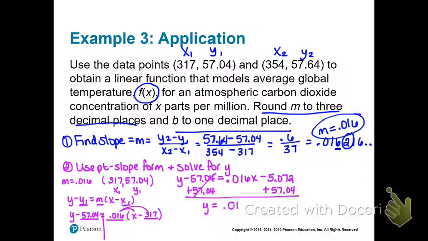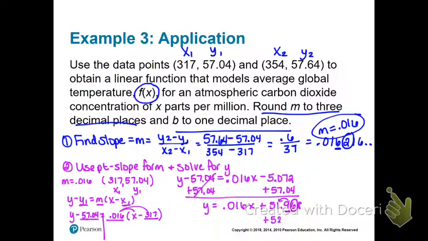0.016x plus, I got 51.968, and it says to round b, which remember the 51.968 is our b, to 1 decimal place. So I need to round that 9. So this 6, what's it going to do to the 9? Is it going to make it stay the same or go up? It's going to go up, but a 9 goes up to a 10, so it's actually going to make that become a 52, isn't it?